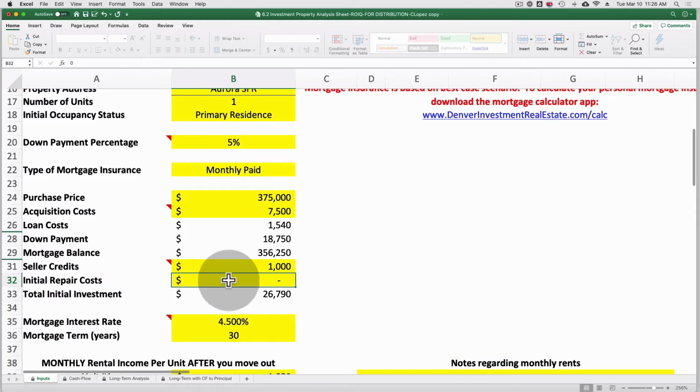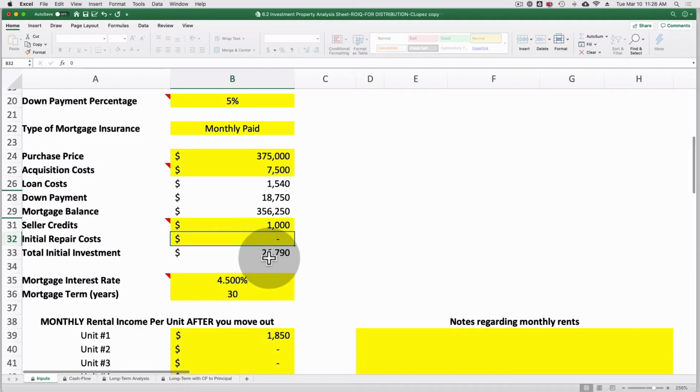Now, repair costs. Did this property need any work? No, it did not. All right. So this property was in great shape, ready to go. Total initial investment, $26,790. Now, this was a primary residence.